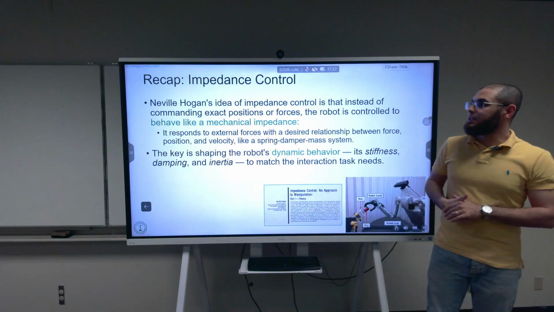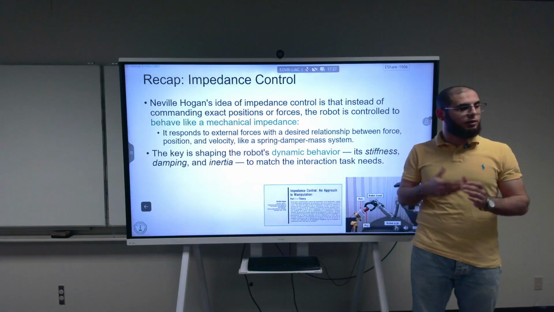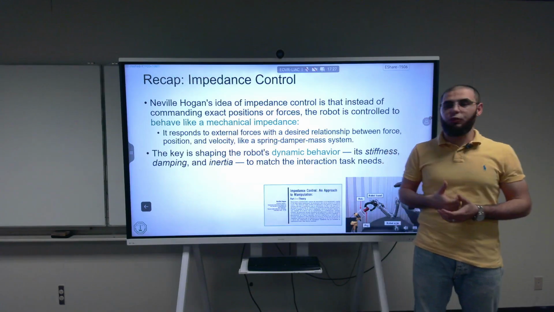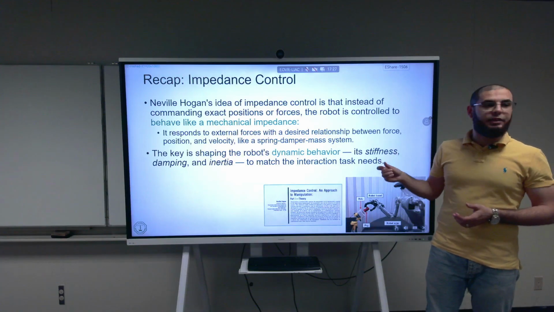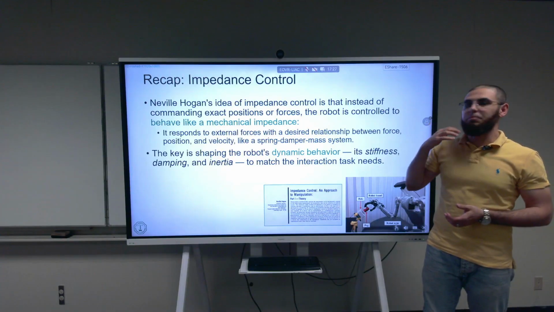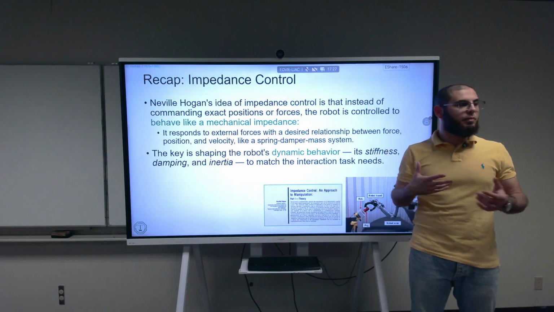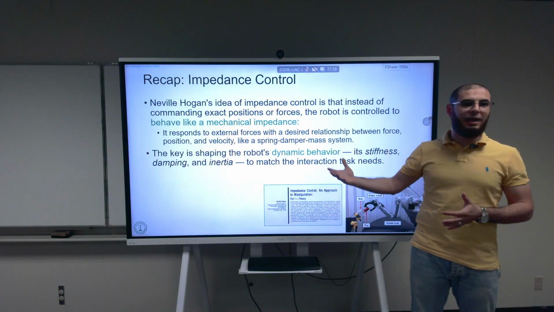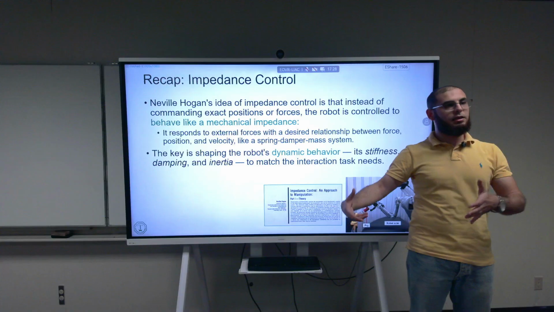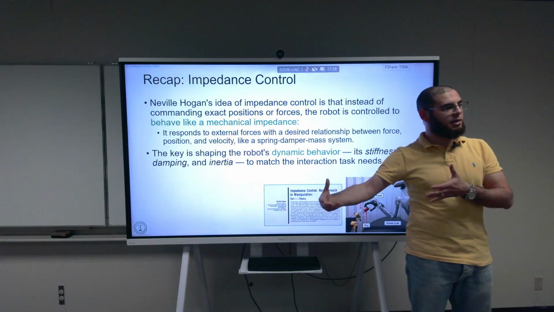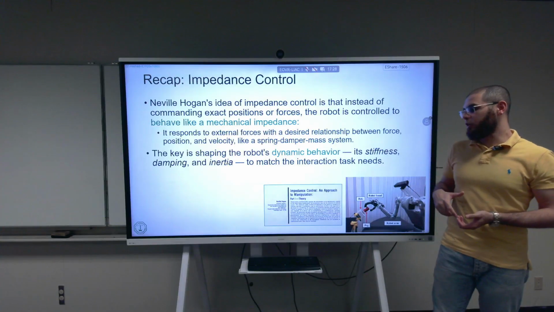This became concrete as a control approach through the work of Neville Hogan in 1985, and he named it impedance control. He got this inspiration from electrical impedance, and then he talked about mechanical impedance, and how the environment itself behaves as an admittance, so the robot should behave as an impedance. Okay, so this was where he got the inspiration from.